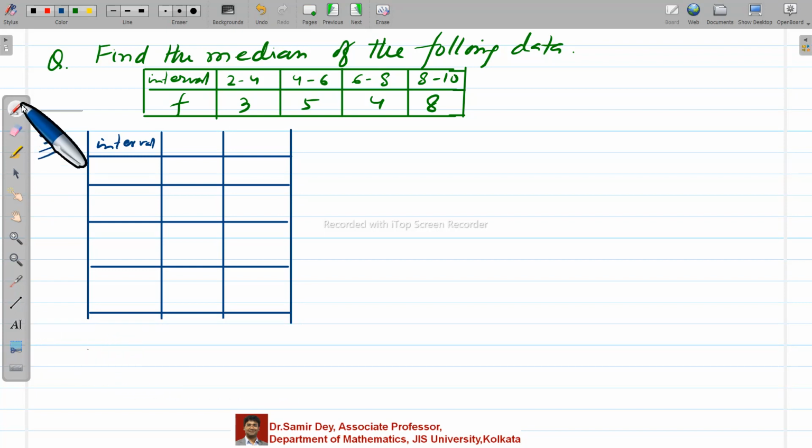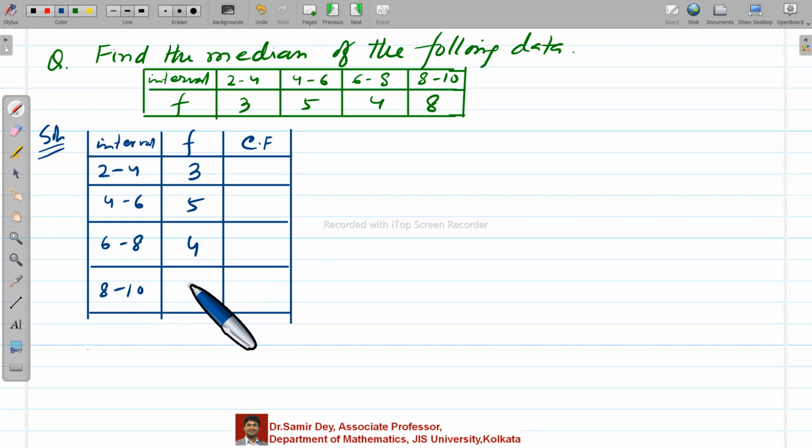Now please try to understand. It's very simple. The frequency is here and cf stands for cumulative frequency. Now here it is 2-4, 4-6, 6-8 and 8-10. The corresponding frequencies are 3, 5, 4, 8.